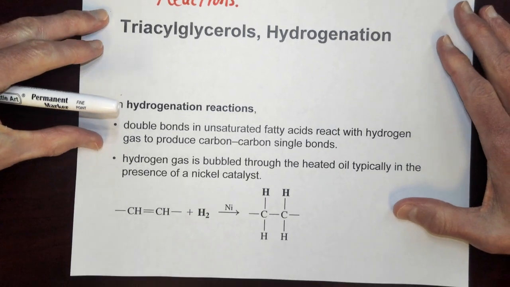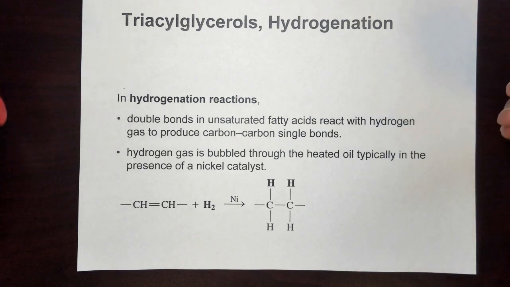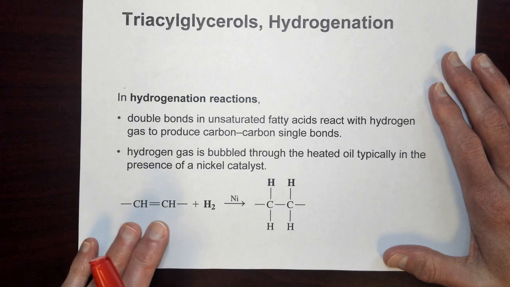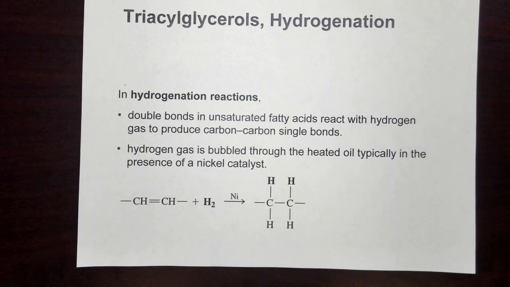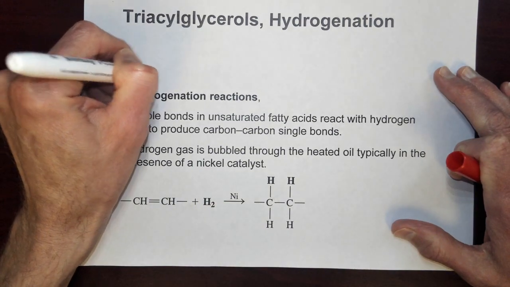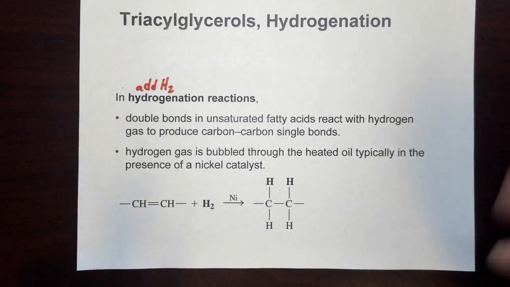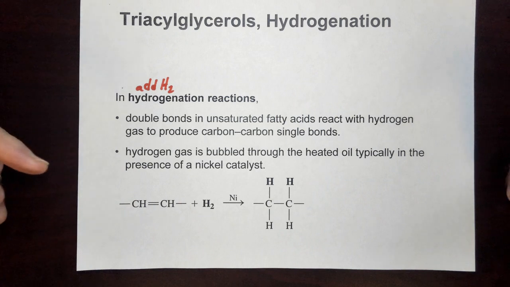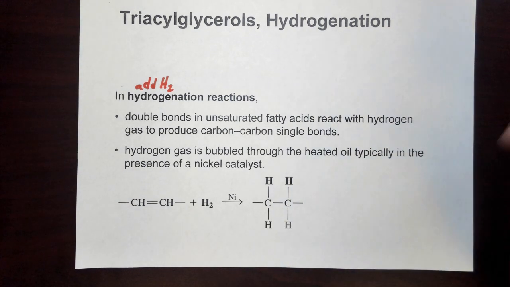Okay, so what is happening here is we have our unsaturated fatty acids. Okay, we have them here. Now we take those and we hydrogenate them, which means add hydrogen. Okay, so we add hydrogen across the double bond. Now when we do that, we produce carbon-carbon single bonds. Okay. Now how do we do this?